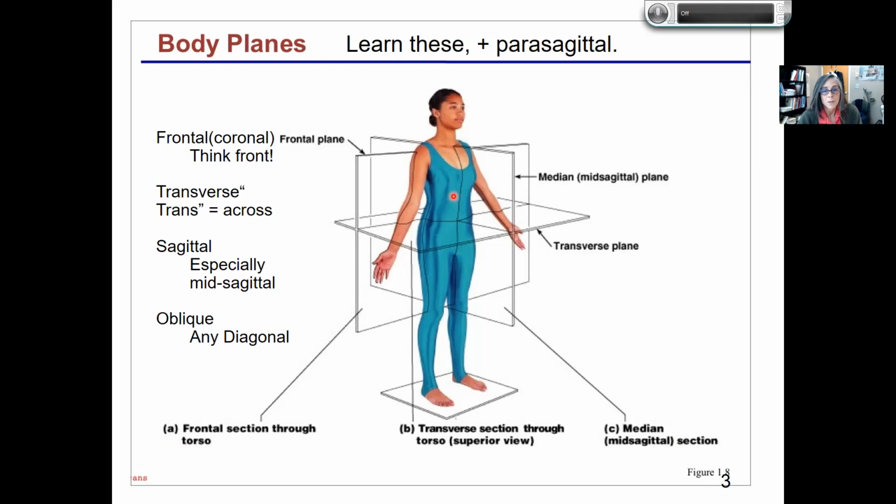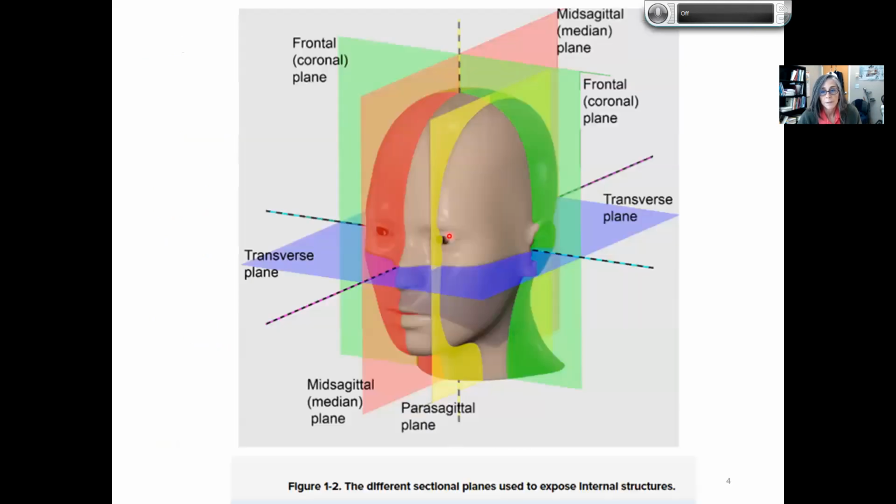So the oblique just goes from shoulder to hip. That is really what the oblique is. But in this class, we don't use oblique very much. So just focus on frontal, coronal, transverse, and sagittal. That is those. And then we'll go to the next one.